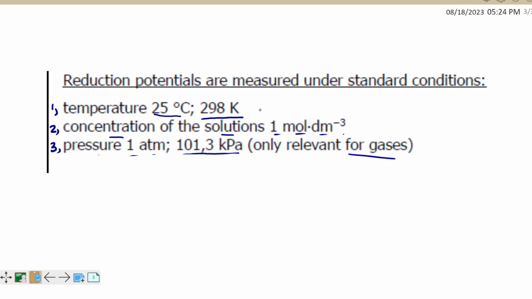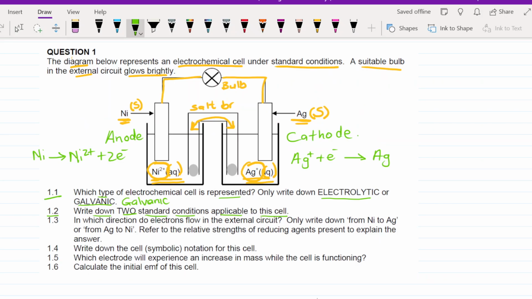So in this one, we are dealing mostly with an aqueous solution, so we can take this one and that one. You can say the temperature must be 25 degrees Celsius and the concentration must be 1 mole per dm cubed. So you can take the first two for the answer on question 1.2. You can take these two.